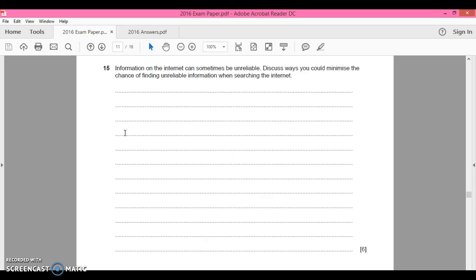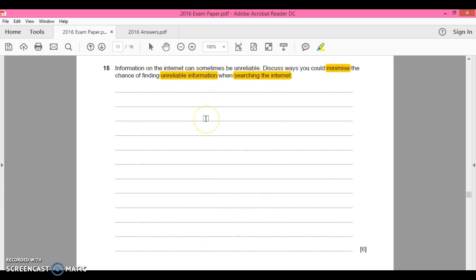Now, basically, what you need to do is obviously, first of all, read the question. So maybe it might be a good idea to highlight some things. Information on the internet can sometimes be unreliable. Well, we know that. There's loads of sites on the internet that are completely unreliable. So it says, discuss ways you could minimize the chance of finding unreliable information when searching the internet. Okay, so what we're looking for here is minimize and searching the internet and unreliable information.